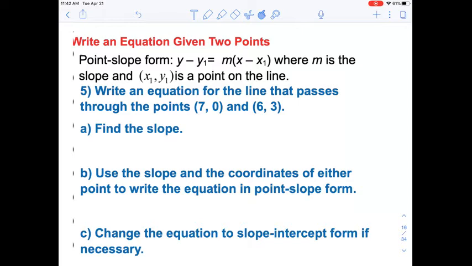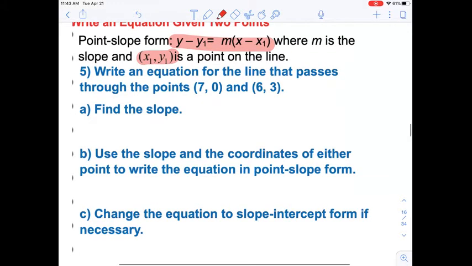There is another way to write equations and to solve when you're given 2 points. So we had y equals mx plus b, which was slope-intercept. We can also use point-slope form. So this is another equation that we're going to use. M is the slope, and then x1, y1 is a point on the line. So this would be really good to have written down in your notes.